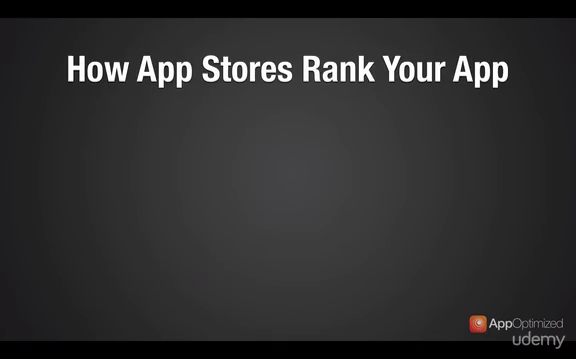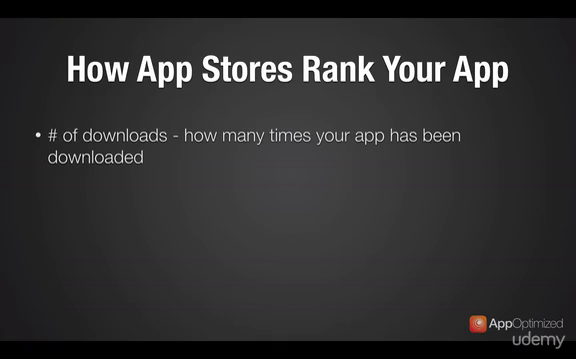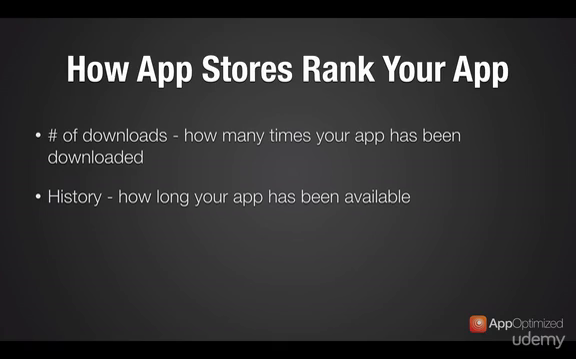Now, I want to end this video with how app stores generally rank your app. They rank your app based on 4 things. The number of downloads your app has gotten, as I mentioned before. The next thing is history, how long your app has been available in the App Store. So if you have 2 apps that are ranked very close, but one app has been in the App Store longer than the other, it will have a slight advantage over that other app.